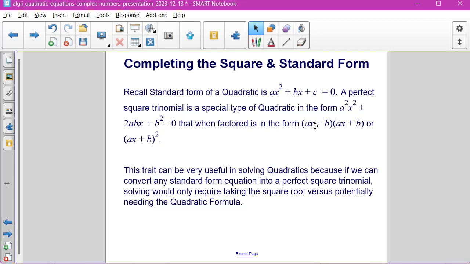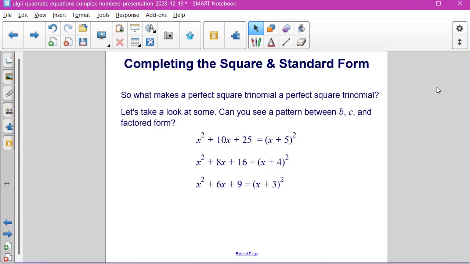That when factored, you have the quantity ax plus b times the quantity ax plus b, which you can then rewrite as the quantity ax plus b raised to the second power. This trait can be very useful in solving quadratics because if we can convert any standard form equation into a perfect square trinomial, solving would only require taking the square root of both sides versus potentially needing to use the quadratic formula.